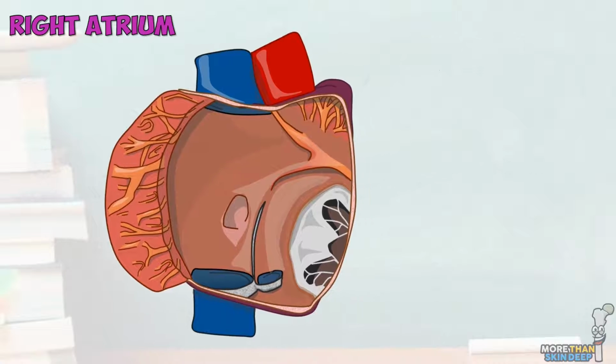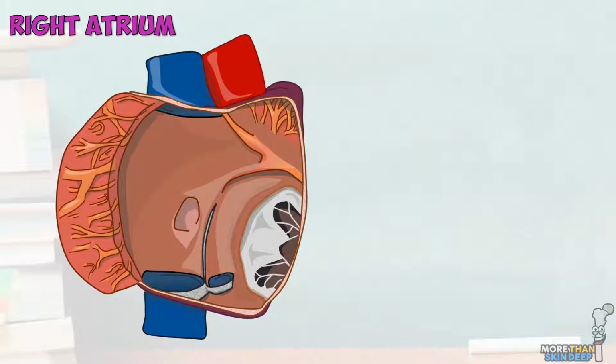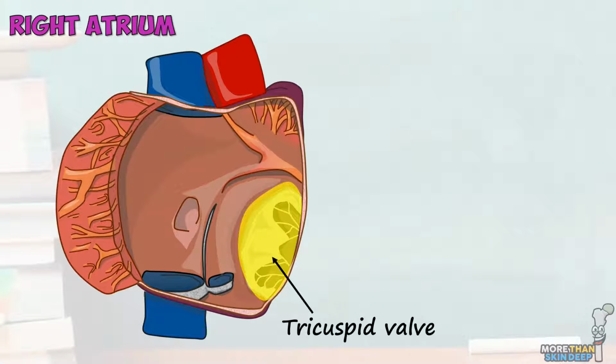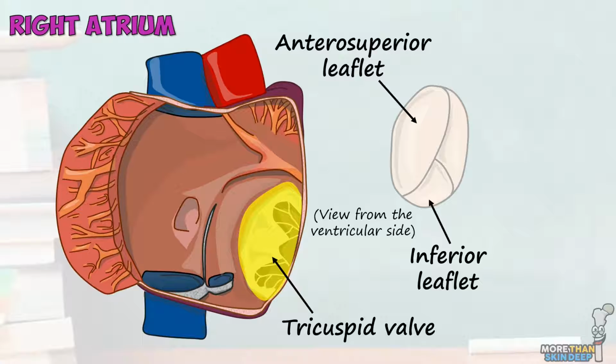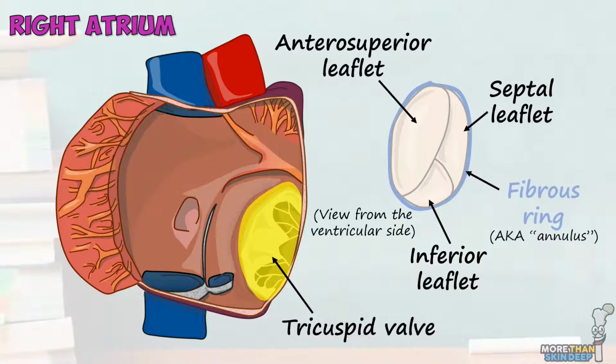All blood entering the adult right atrium must leave this chamber via the tricuspid valve. This gets its name as it has 3 leaflets, one anterosuperior, one inferior, and one septal. The anterosuperior leaflet is the largest. The leaflets are anchored to the outflow part of the right atrium via a fibrous ring and join one another at regions known as commissures.